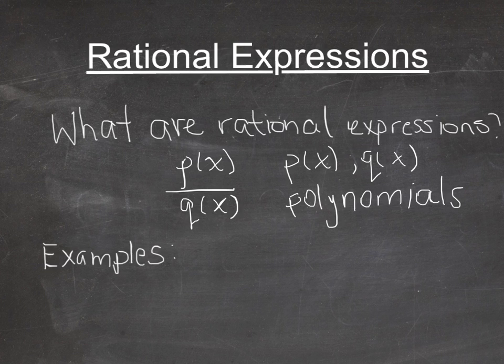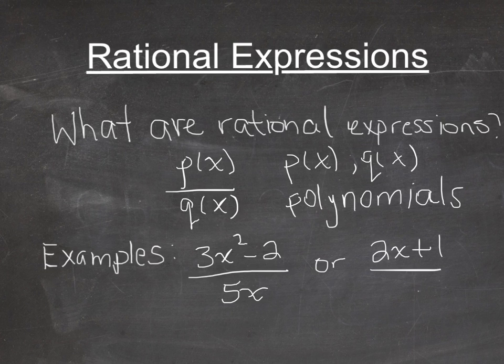Okay, so some examples. I could have something like 3x squared minus 2 over 5x, or 2x plus 1 over 3x minus 5. Something like that. Those are some examples of rational expressions.